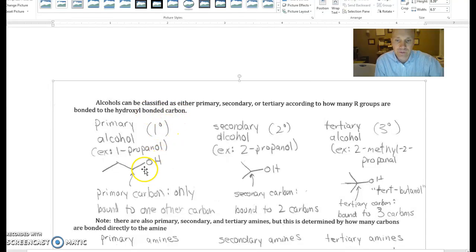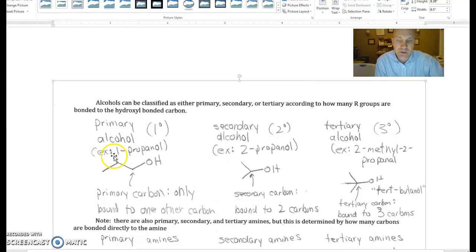All right. So if you take a look at the alcohol, this is the hydroxyl group. And so this is the carbon that is bonded to the hydroxyl group. So if that carbon there has only one other carbon bonded to it, it would be considered a primary alcohol. Primary is often drawn like this with the little degree symbol.